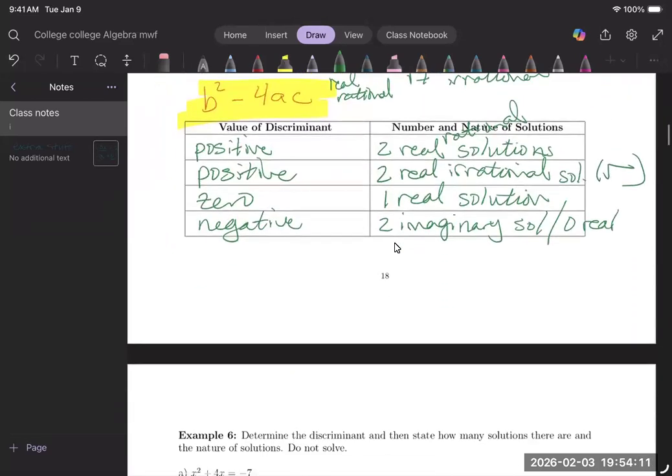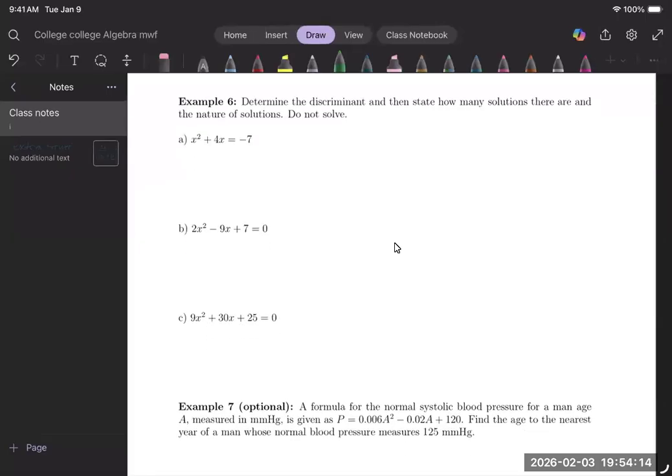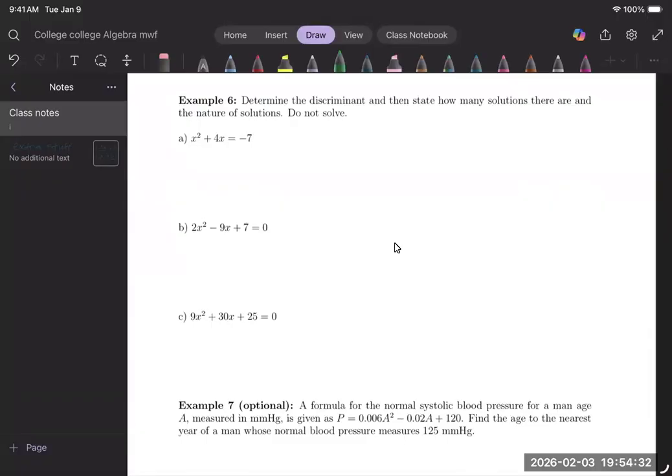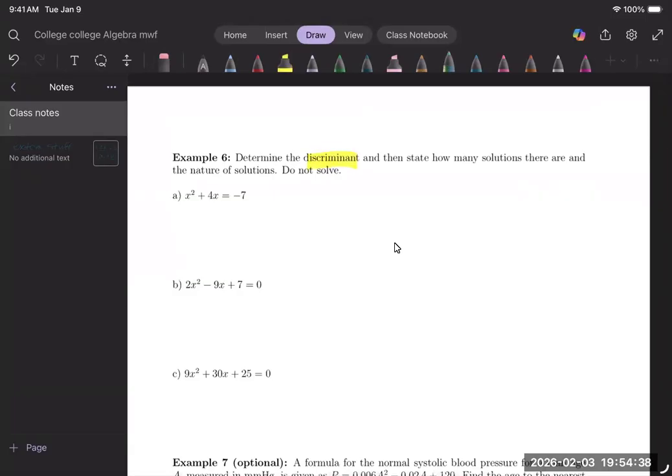Okay, so the concrete examples. Determine the discriminant and then state how many solutions there are and the nature of the solutions. Do not solve. So again, I don't care what the actual solution is. I just care how many solutions, what kind of solution we will have. So here, the discriminant, remember, is the b squared minus 4ac. But again, remember, you want to subtract the product of 4ac from b squared.